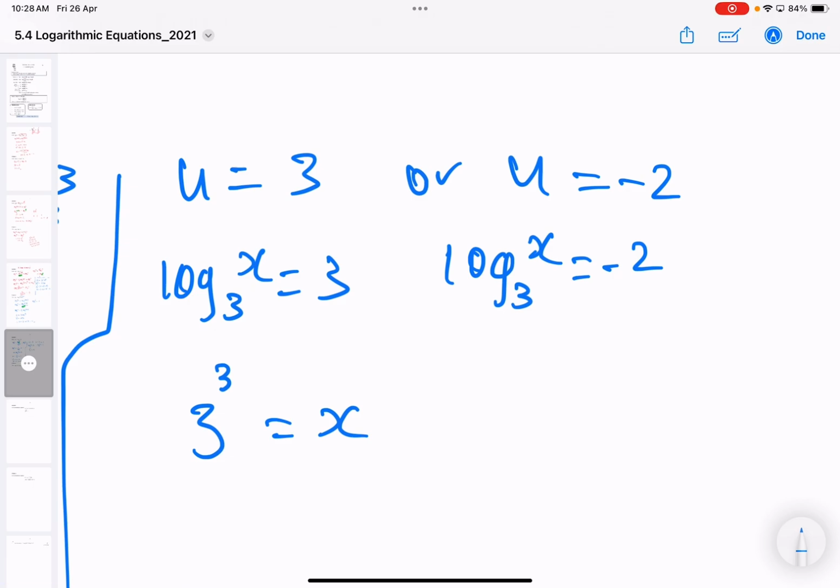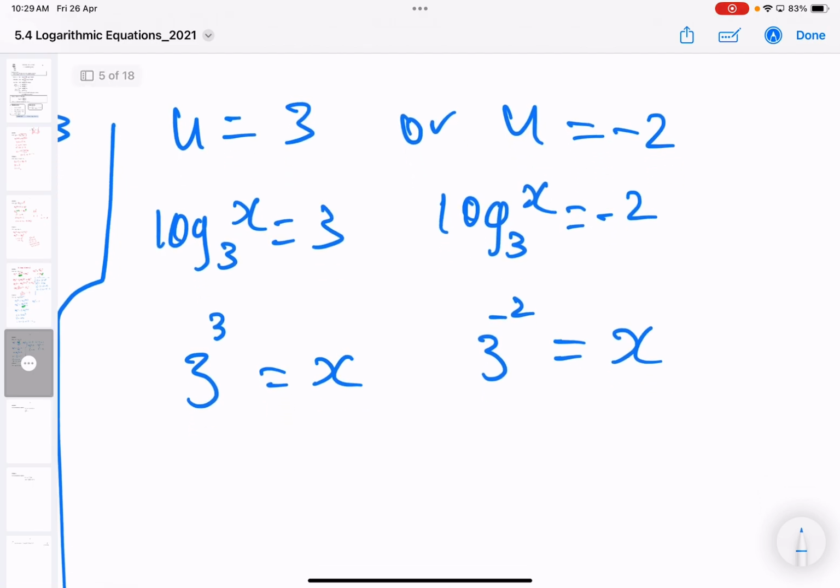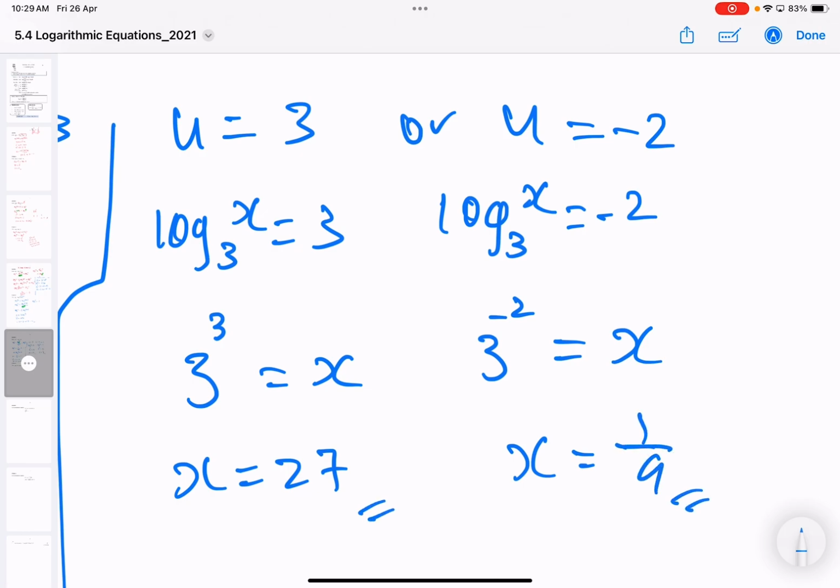How about this one? In indices, you always write the base first, so you're going to write 3. How many times do you compound? Negative 2. And your final answer is just x. So you get two different answers for x. This one takes some getting used to. So you're going to get 3 to the power of 3, so x is 27. Or x is 3 to the power of negative 2, which gives me 1 over 9. Can?